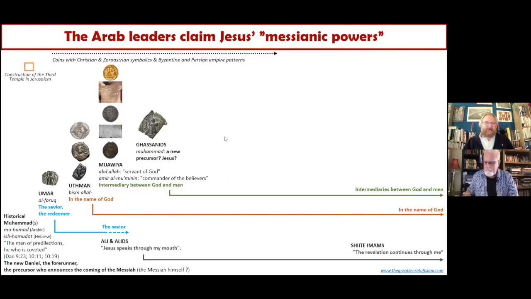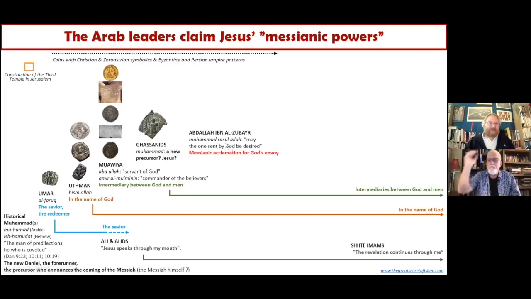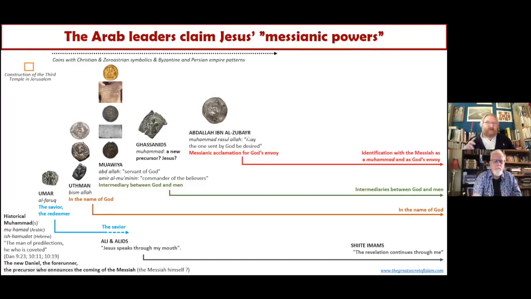And let's put it on the graph like this. So here we see the succession of Arab rulers, and we see the novelty. We see something brand new with Abdallah ibn al-Zubair, with this Muhammad Rasulullah inscription, this messianic acclamation for the one who is sent by God. We see that the ruler identifies himself with the Messiah as being the coveted one, the worshipped one, and as being the one sent by God.